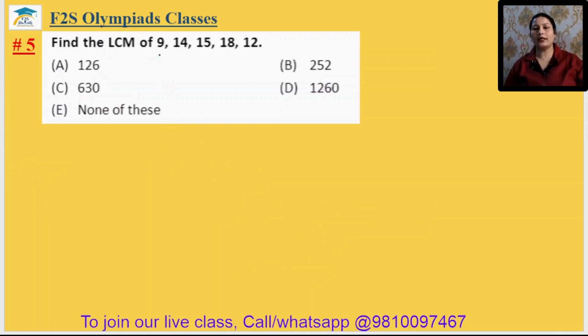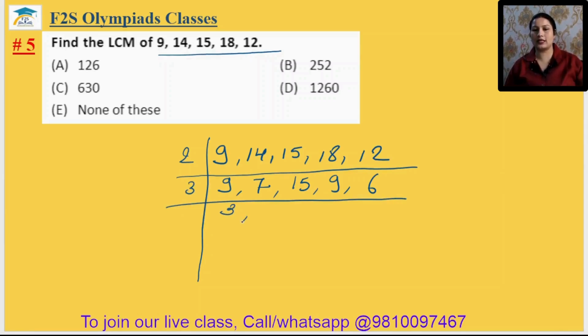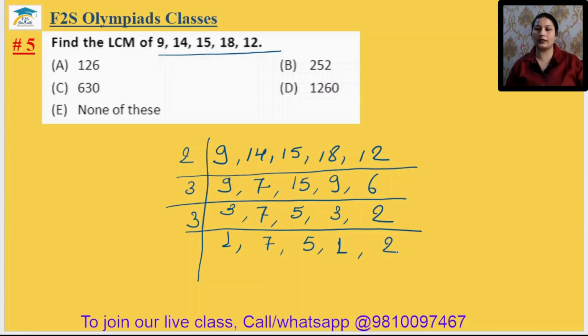Question number 5. Find the LCM of these numbers. We will use the ladder method to find the LCM. In the ladder method, we find a number which is a common factor of at least two numbers. So we can take 2 as the common factor. 9 will be as it is, 7, 15, now 9s are and 6s are. We can take 3 as the common factor now. 3 3s are, 7 will be as it is, 5, 3s are and 2s are. Again we can take 3 as the common factor. 1s are, 7, 5, 1s are and 2s are.